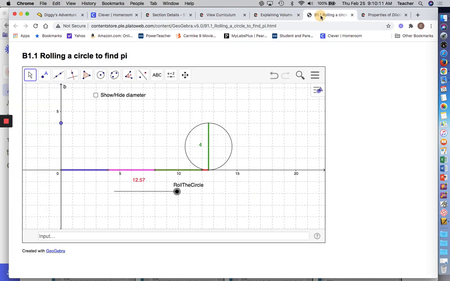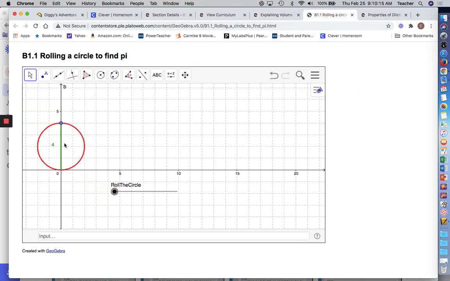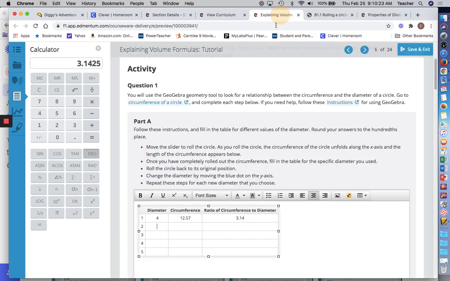All right, let's change my diameter. Oh, we got to roll it back first. All right, so let's go to a 3. My diameter is a 3. My circumference is 9.42. 9.42. And I bet you $5 when I divide those, I'm going to get 3.14. Yep, 3.14.